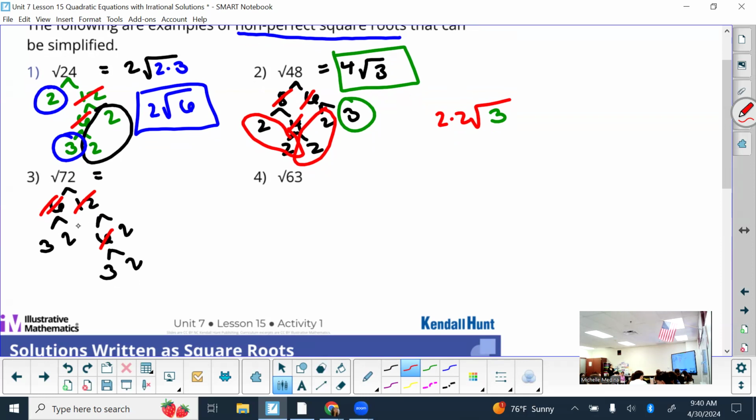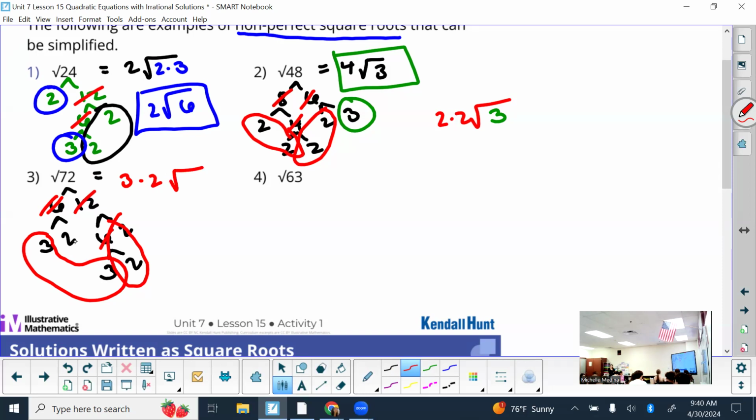Okay, we have a pair of 3s here. Any others? And then a pair of 2s here. So outside, if they have a partner, they can escape. That tells you to write it on the outside, and you do it once per pair. So any multiples, you'll end up multiplying, but do that in the next step.